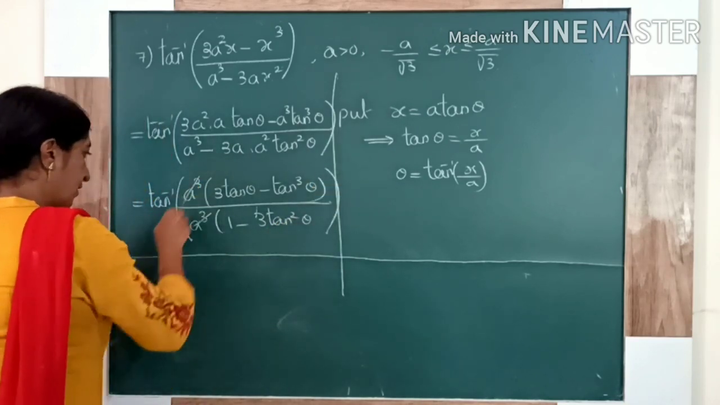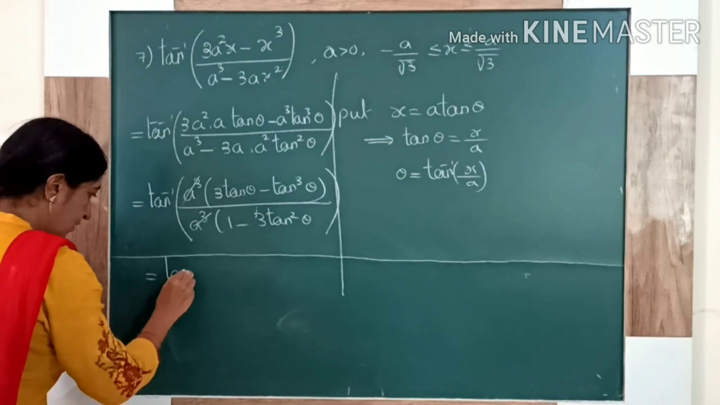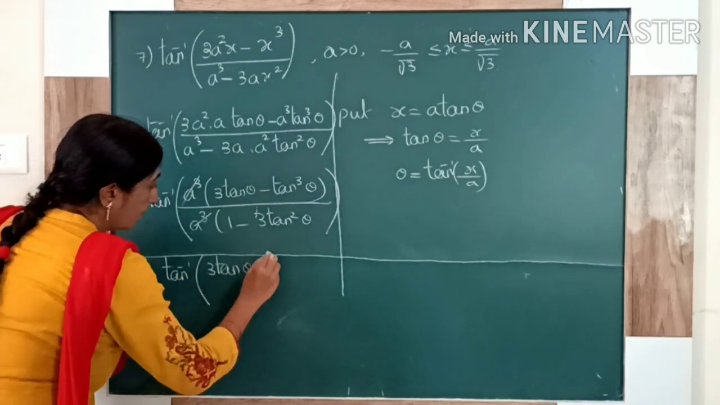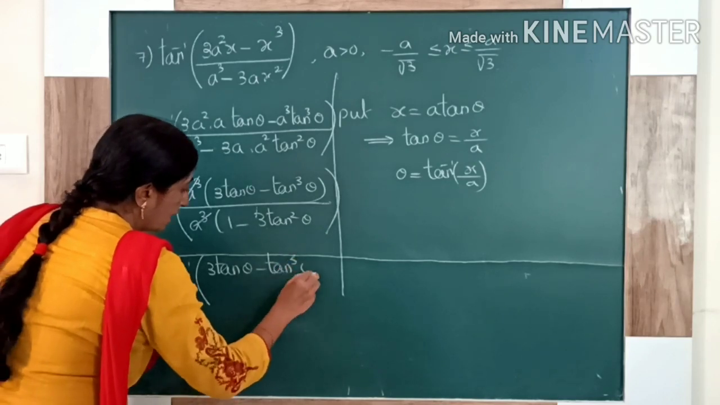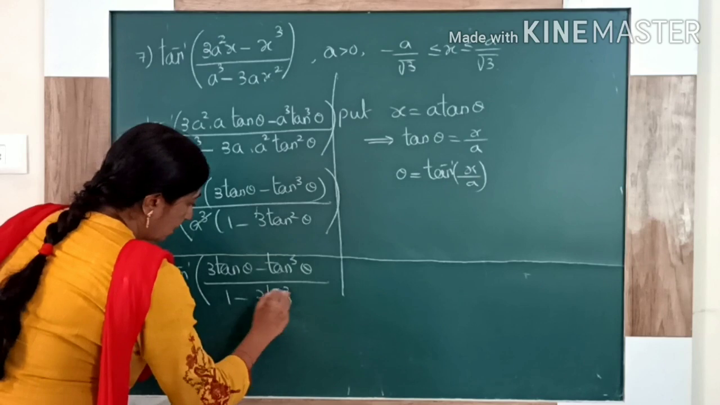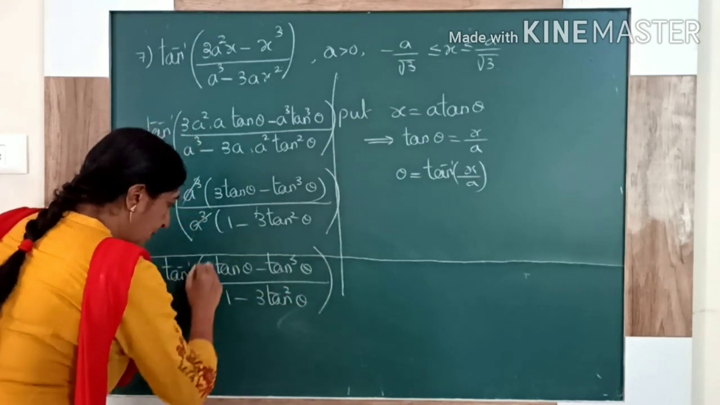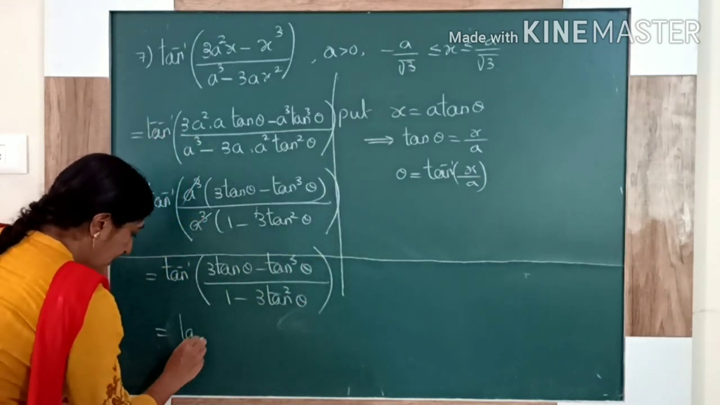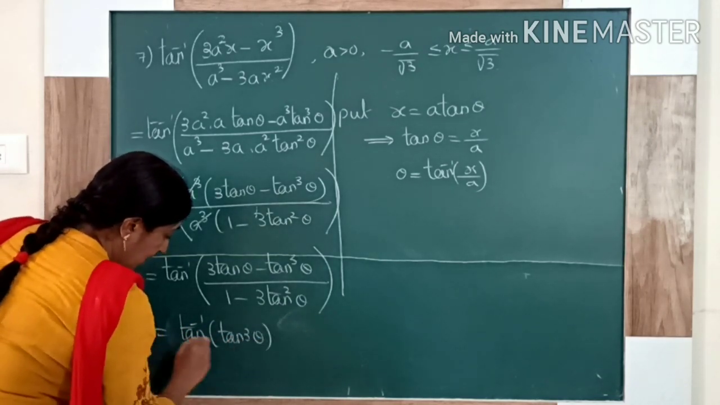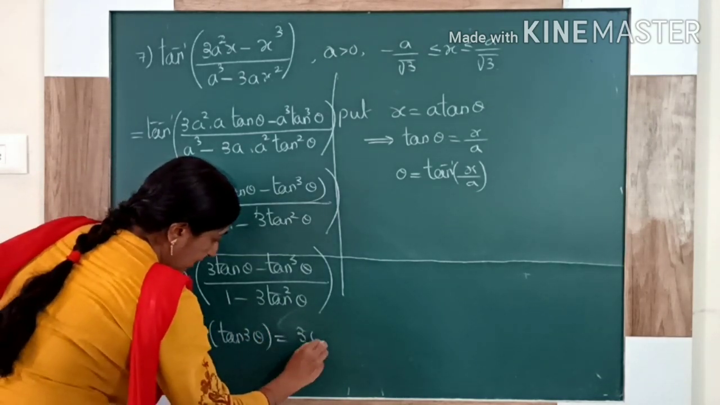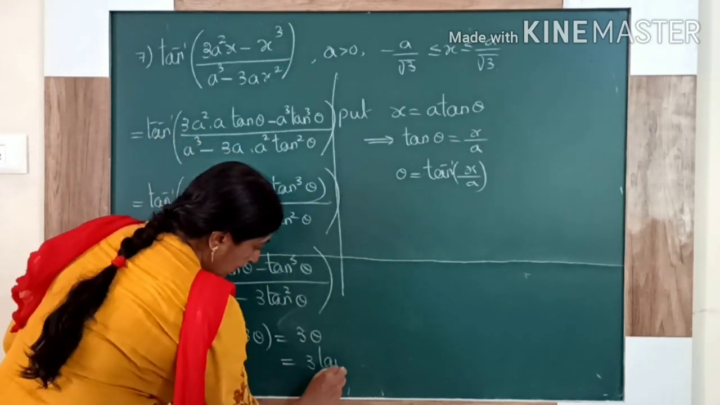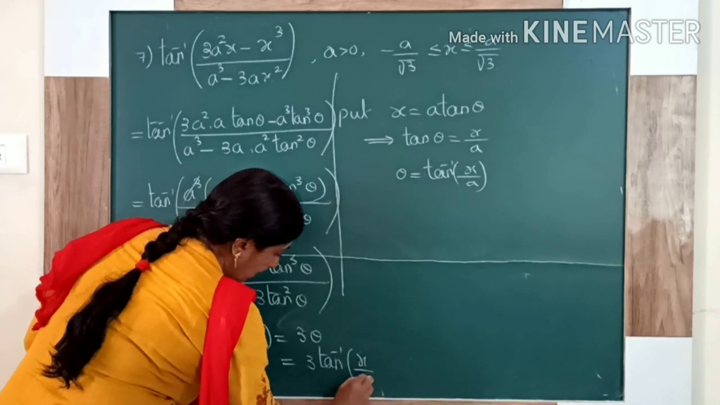So if you are good in formulas, this is nothing but 3 tan theta minus tan cube theta upon 1 minus 3 tan square theta. This complete bracket will be tan 3 theta. Now tan inverse and tan cancel. 3 theta. 3 theta is tan inverse x upon a.